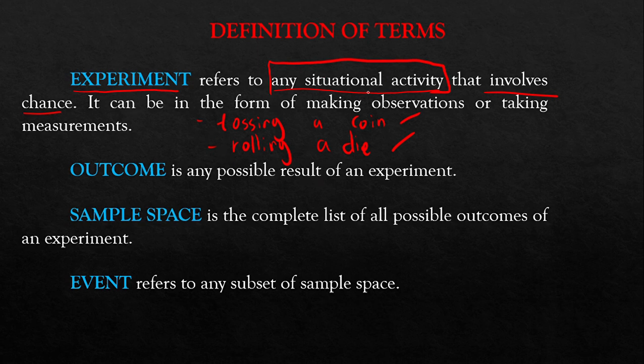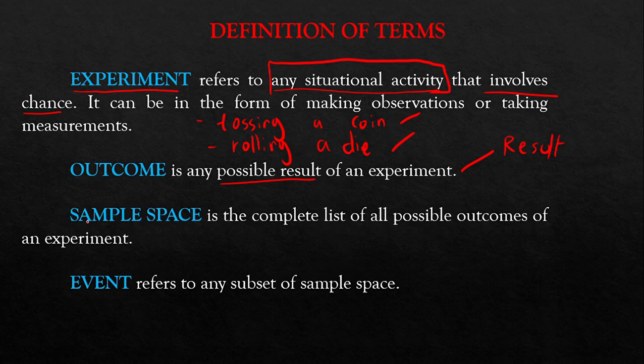How about the outcome? That is the result, or the possible result of an experiment. So what will be the result from this experiment? How many possible outcomes are there if you toss a coin or roll a die? How many possible outcomes?